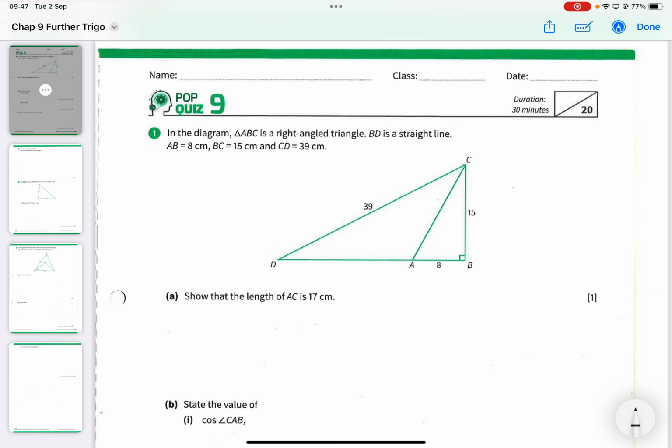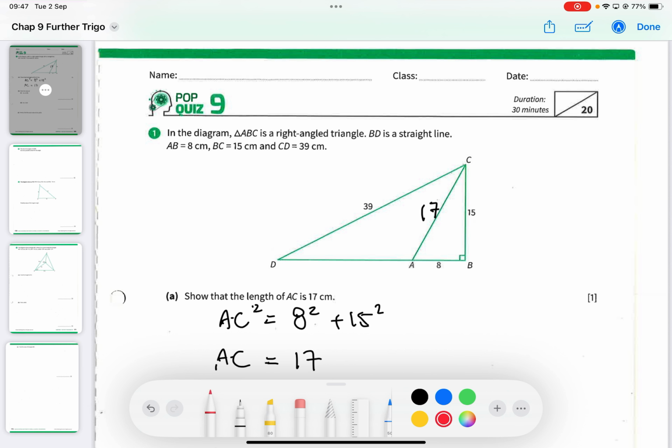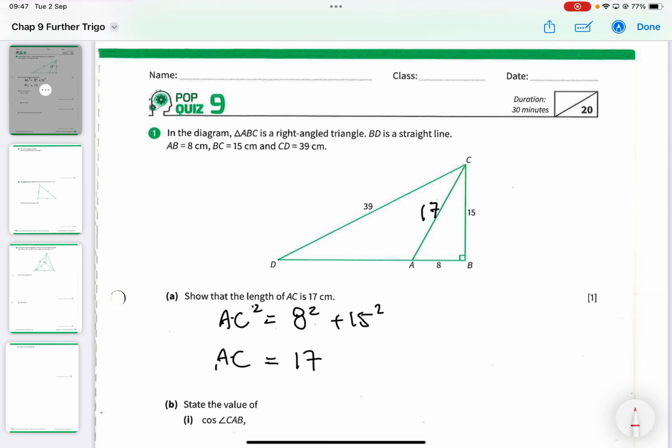Okay, again, my AC longest side squared is equal to the two shorter sides squared and added together. So I can work out AC equals 17. Then I can go and note it down. My AC is 17. When I want to find the angle, cosine of angle CAB, I have the right angle triangle ABC. So my job is very simple. It is just to use my Trigo.